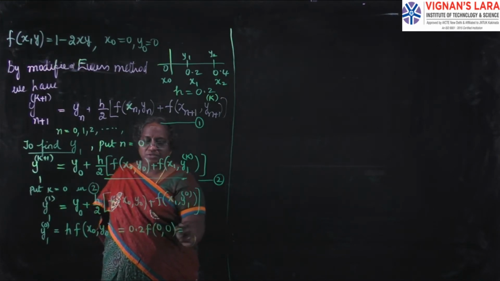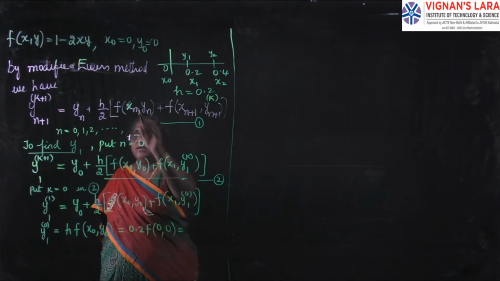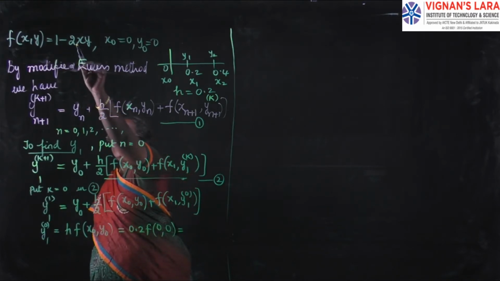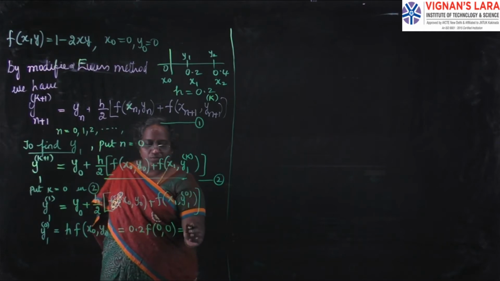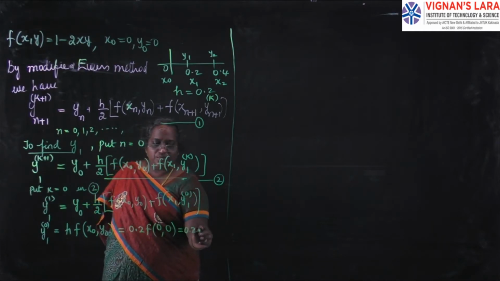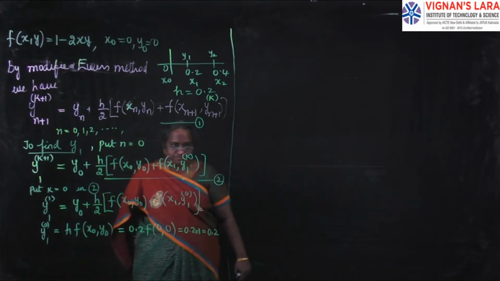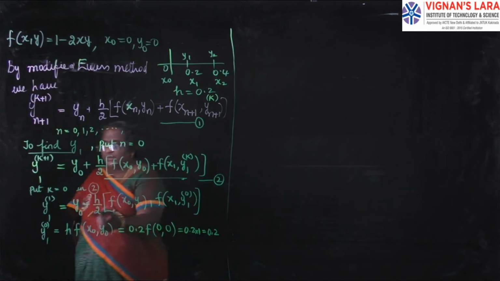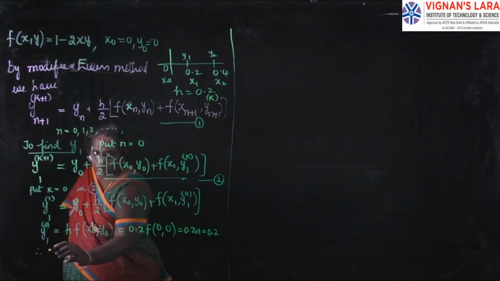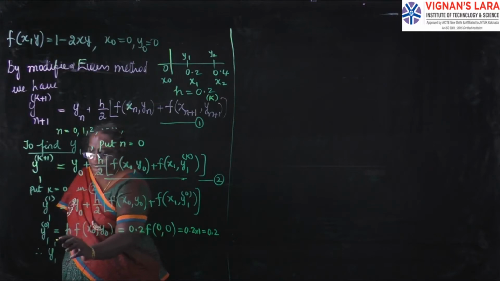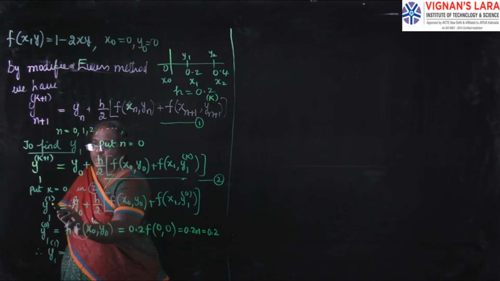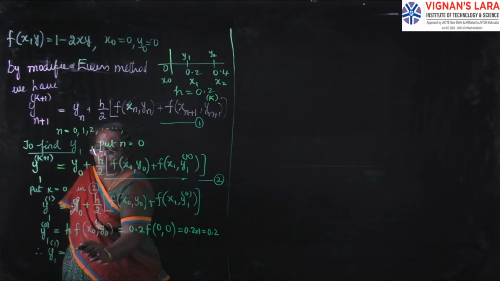0. So substitute this value in f of x y. 1 minus 2 into 0 is 1. 0.2 into 1. So this is equal to 0.2. So now this is the value which we got. So first approximation. Therefore, first approximation of y1.